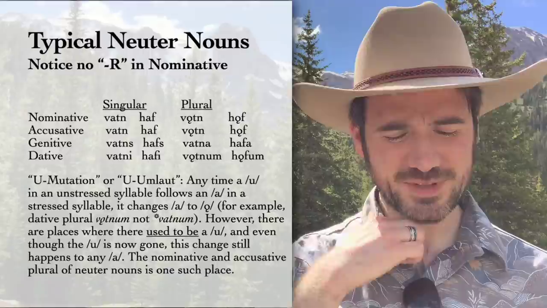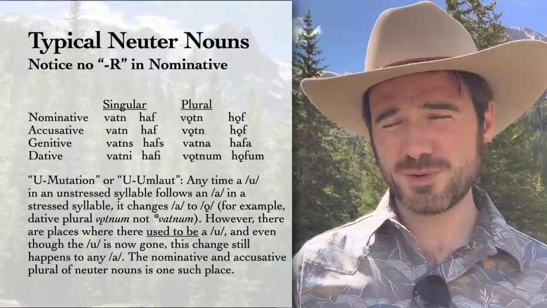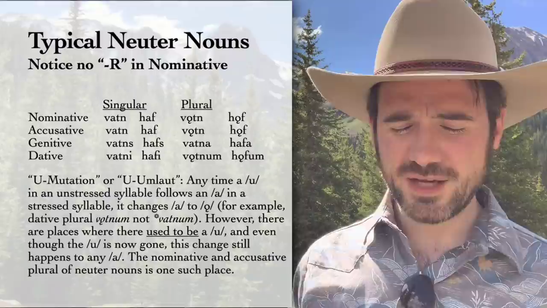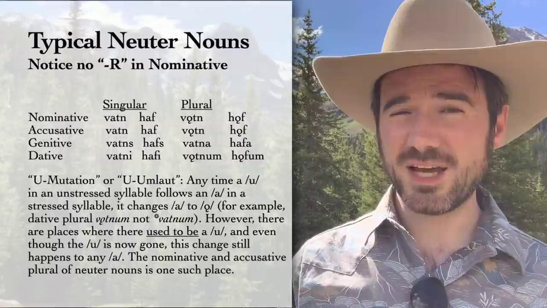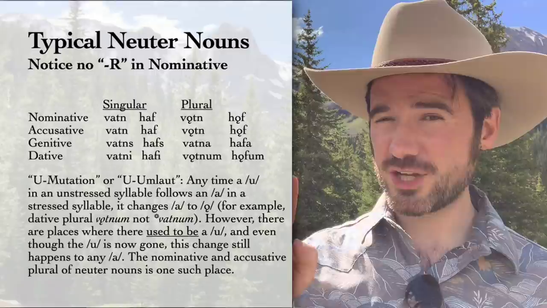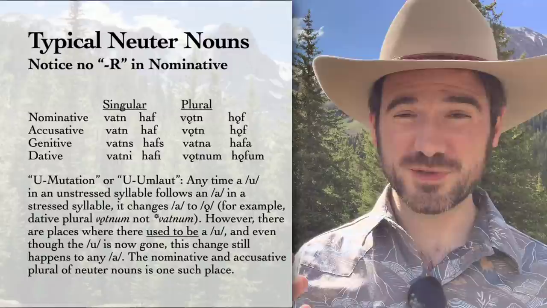Then, for the genitive plural and the dative plural, exactly the same as masculine. It's actually the same in masculine, neuter, and feminine. Vatna, so waters, the waters' edges, genitive plural. And then for dative plural, votnum. Because you always have to remember, if you've got a U that comes after an A, that U is going to change the A to a hook O. And I'll warn you about places where U's have disappeared that have caused that change nevertheless.